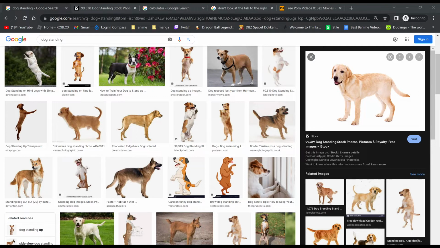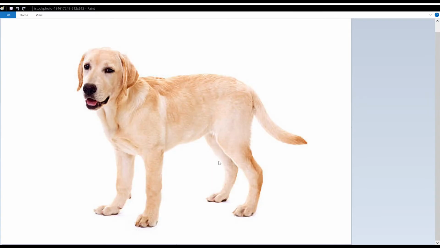Now we want to go into MS Paint, right? Now we got our dog, we got our dog. And we want to draw up our lines, okay? So the main rule of Pythagoras' theorem is a squared plus b squared equals c squared, I think. Anyway, we draw up our lines. Don't mind my messy lining.